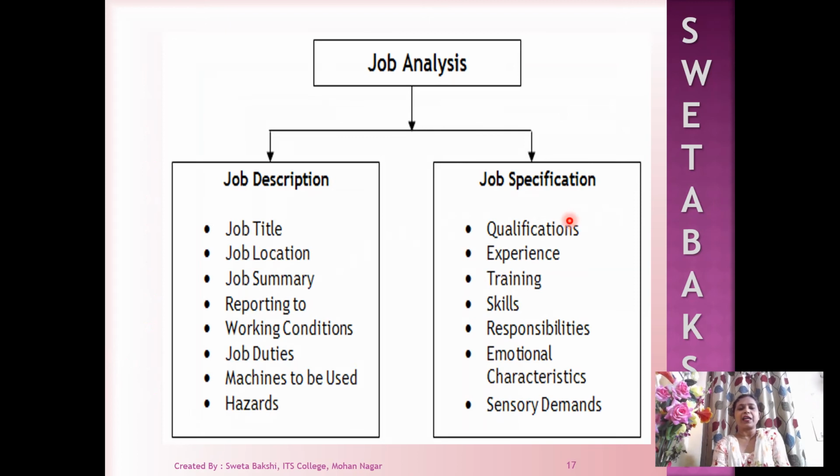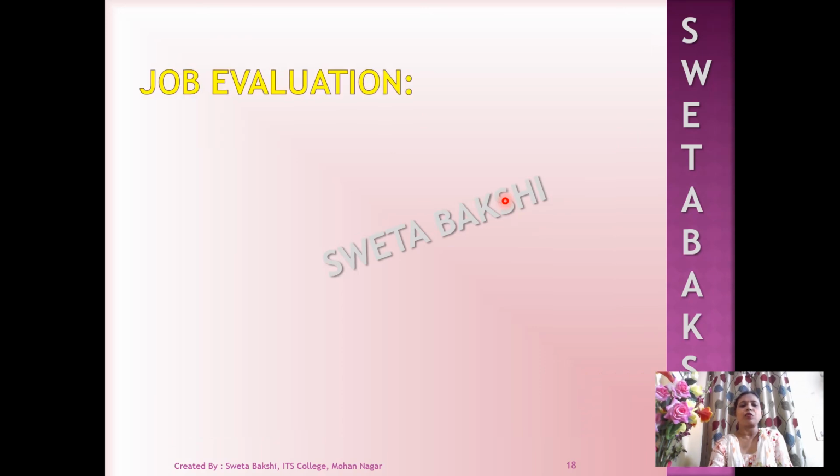So this is the best diagrammatic view to see that job analysis has two different parts: job description and job specification. Job description talks about the job title, job location, summary, reporting to, working conditions, job duties, machines used, and hazards. Second is job specification. It talks about the person who will perform that particular job: their qualifications, experiences, training, skills, responsibility, emotional characteristics, and sensory demands. So these are the two major parts of job analysis, which are job description and job specification. And the third part is job evaluation.